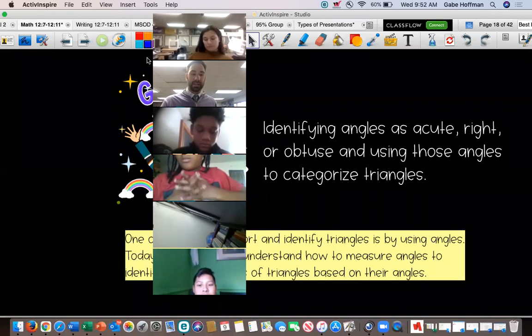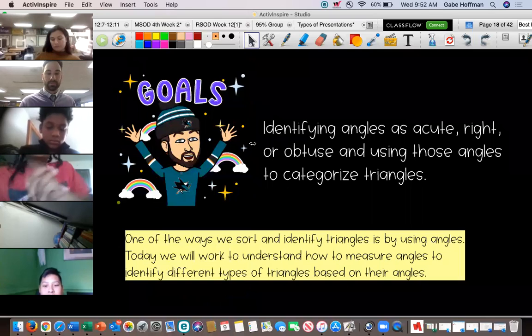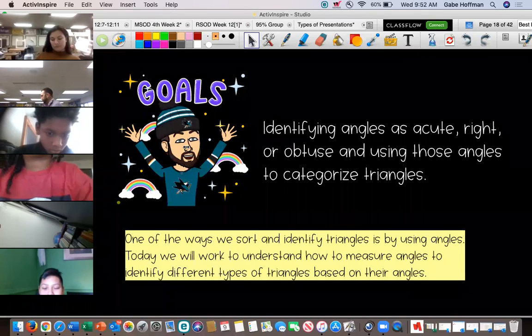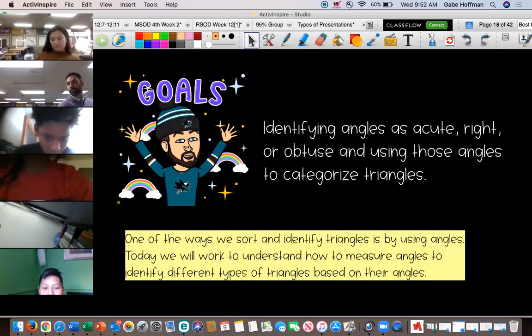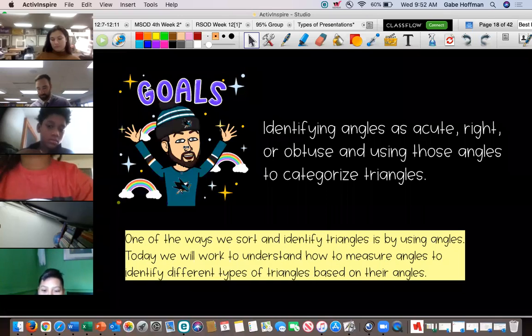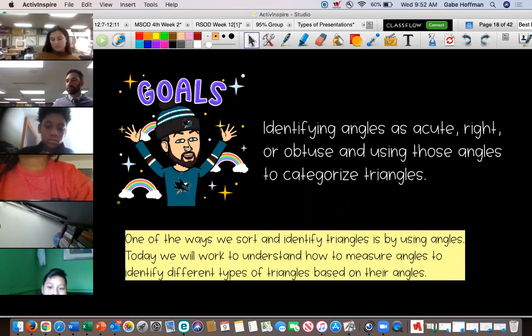Alex J, can you read today's goal for me, please? Identify angles as acute, right, or obtuse, and use those angles to categorize triangles. Very good. The triangles part is going to come tomorrow, okay?